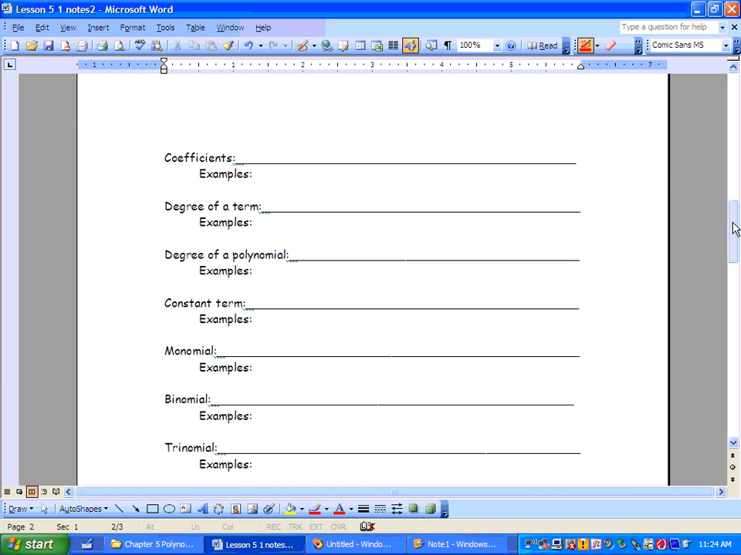Coefficients. A coefficient is the number in front of a variable. All right, so if I went 3x squared, 3 is my coefficient. Right? Degree of a term. Now this is a little bit difficult, this part. I'm going to put this in a different color here so we can see it. This is the exponent of the variable.